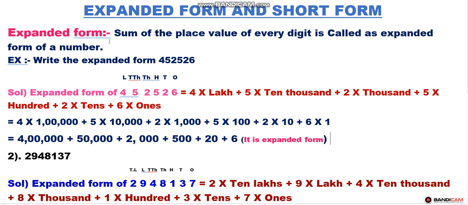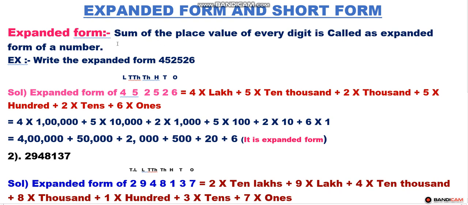The sum of the place values of every digit is called the expanded form of a number. To find the expanded form of a number, first you find the place value of every digit in the number. Then after, add every place value of the number. Then you get the expanded form.